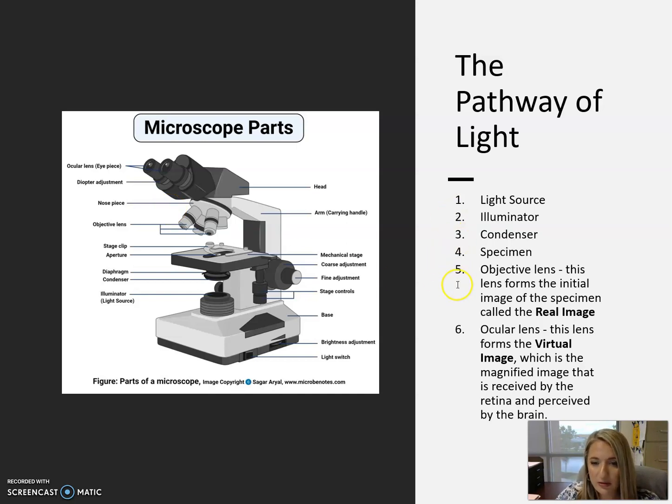So you will need to know these 6 steps as far as light passing through the microscope, and then, of course, which lens system produces which image, with the objective lens producing the real image and the ocular lens producing the virtual image.